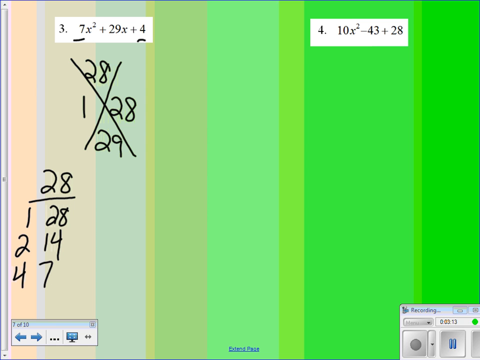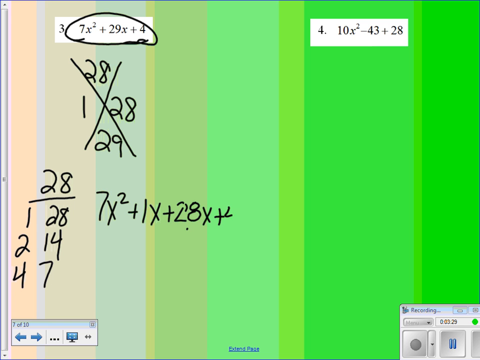So what you actually have to do now is take this equation and rewrite it. So I'm going to make it 7x squared plus 1x plus 28x plus 4. So if you look, it's really the same equation. 1x plus 28x is equal to 29x. But by splitting it up, I now have 4 terms, so I can use that factoring by grouping method.